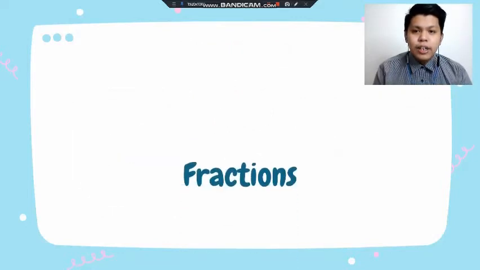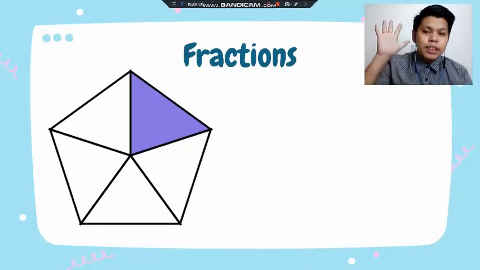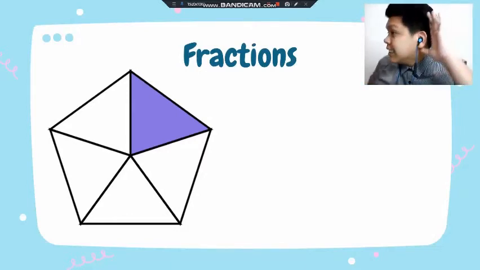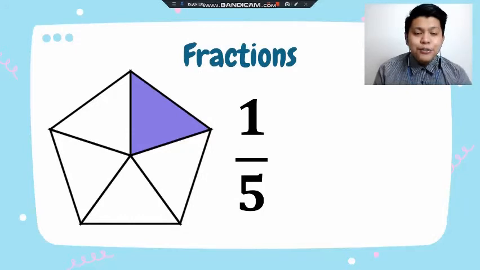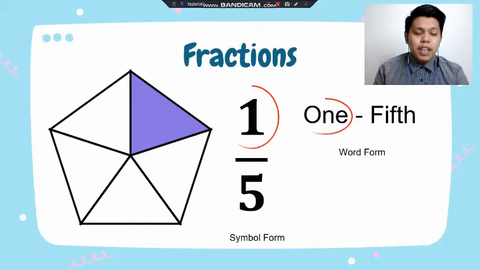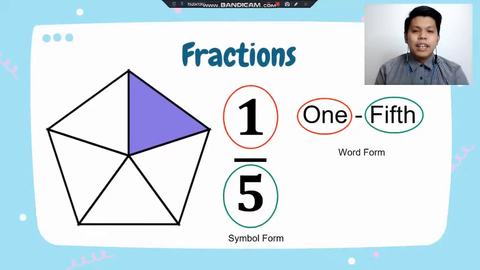Let's go with the number 5 denominator, which we will pronounce as fifth in ordinal number. So this is 1/5. That is our symbol form. Our word form again is 1 dash 5th. Again, numerator, denominator. Let's move on.